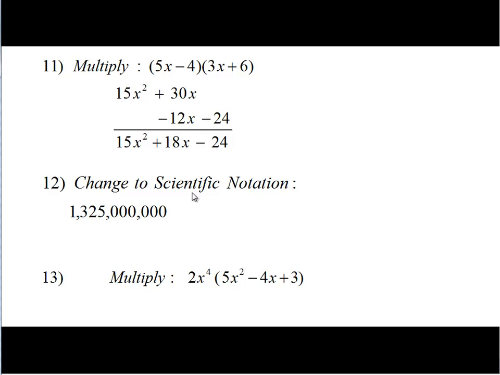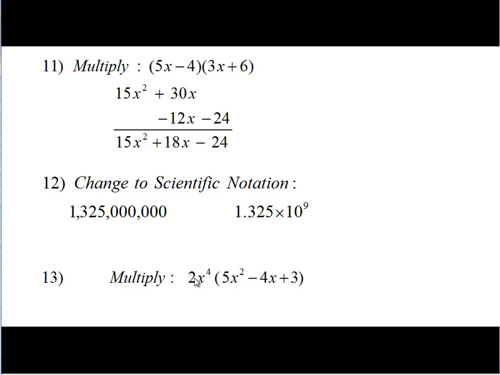Scientific notation: you simply count from the decimal right here how far you have to move it over until you get to the next to last digit, which is right here. So we just count 1, 2, 3, 4, 5, 6, 7, 8, 9. So it's the ninth. And then you just write these as a decimal, 1.325, and you move it until you get a whole number and then a decimal after it. So it's 10 to the ninth.